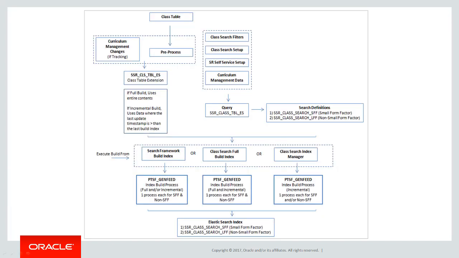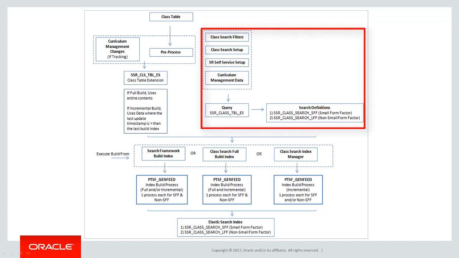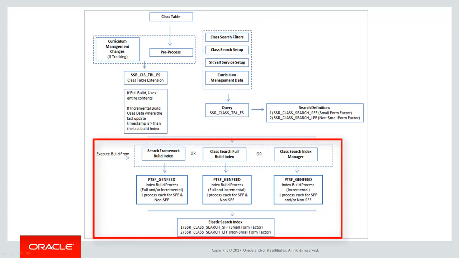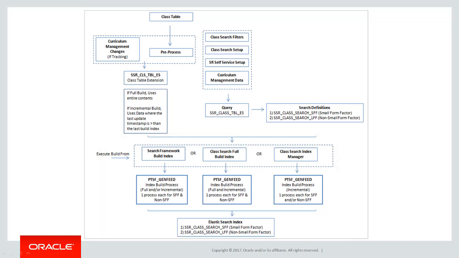As you can see in this diagram, the class table is used by the preprocessing utility to create rows in a class table extension. The setup that you've configured and delivered search definitions are all used when you execute index builds that create Elasticsearch indexes for both large and small form factor devices.